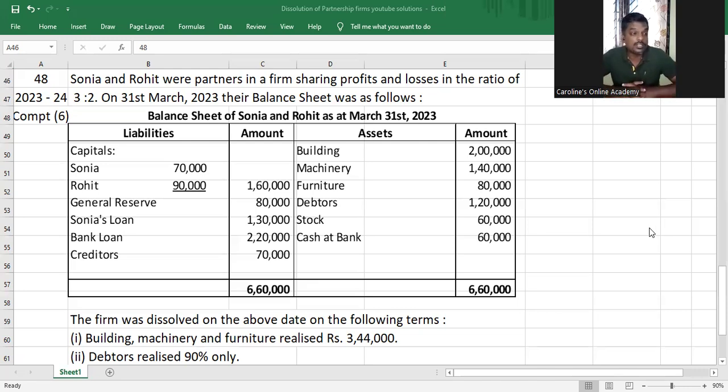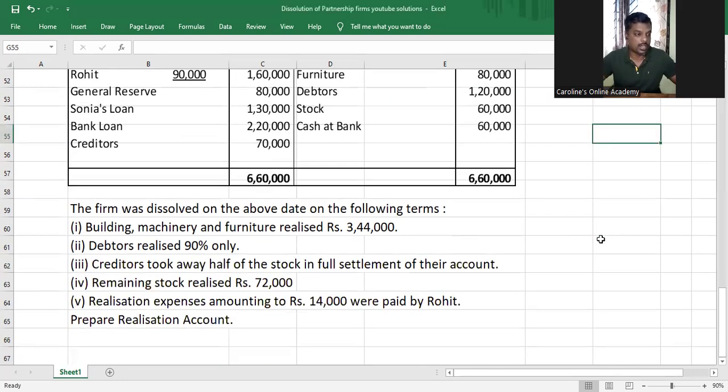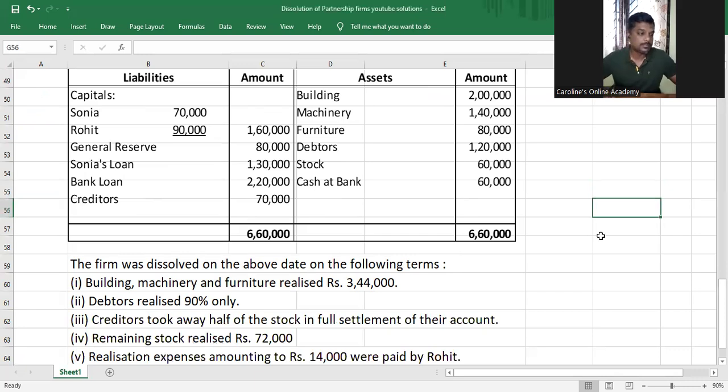Sonia and Rohit were partners in a firm sharing profits and losses in the ratio of 3:2. On 31st March 2023, their balance sheet was as follows. Balance sheet of Sonia and Rohit: capitals are given, general reserve is there, Sonia's loan is there, bank loan is there, creditors are there, building is there, machinery is there, furniture is there, debtors are there, stock is there, and we have cash at bank.